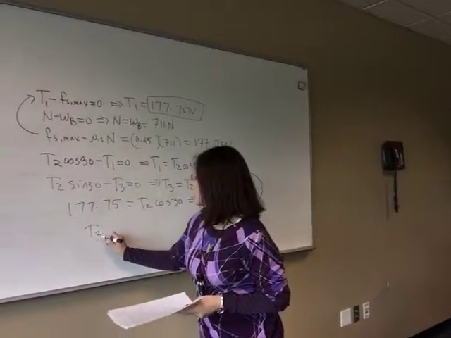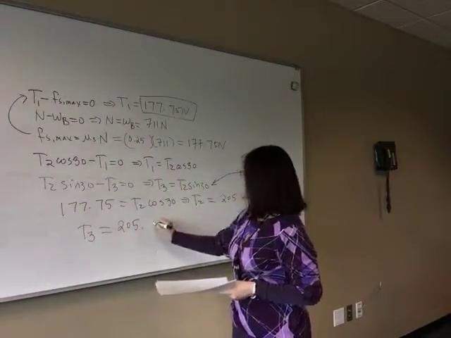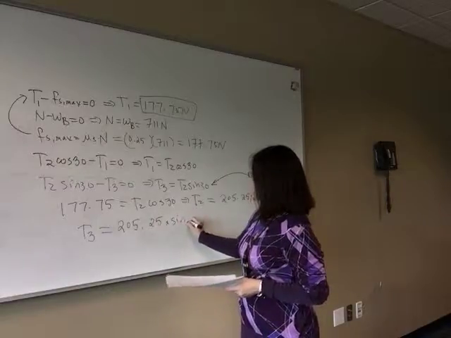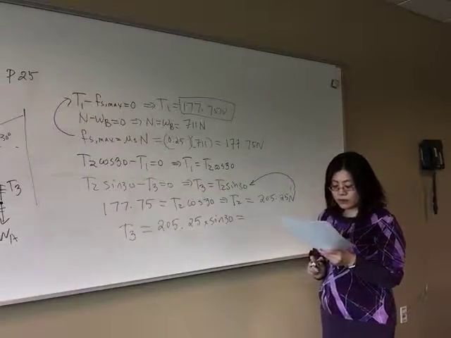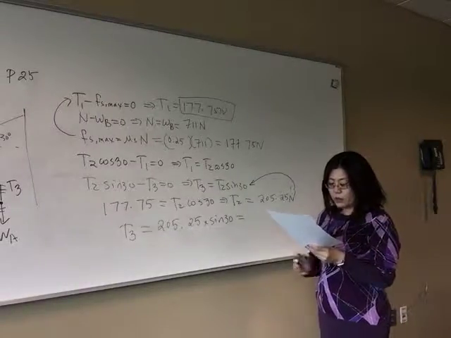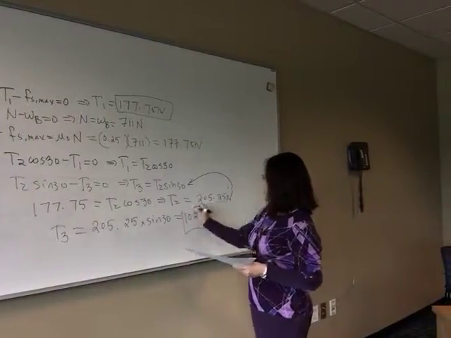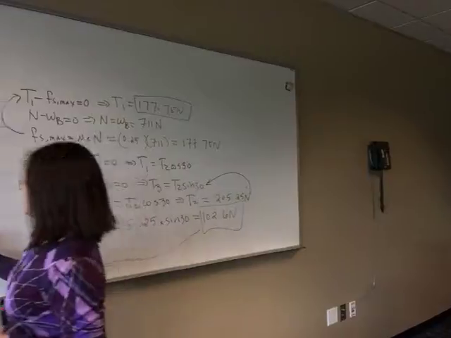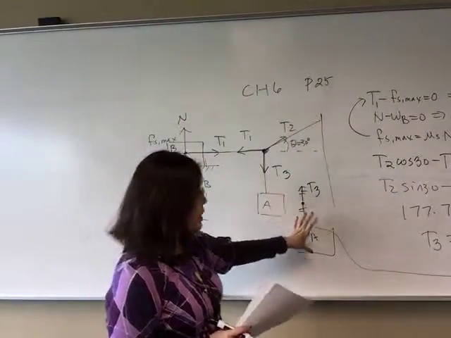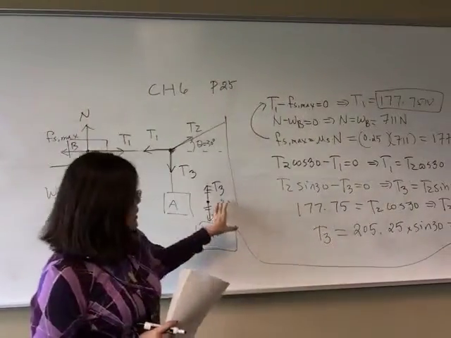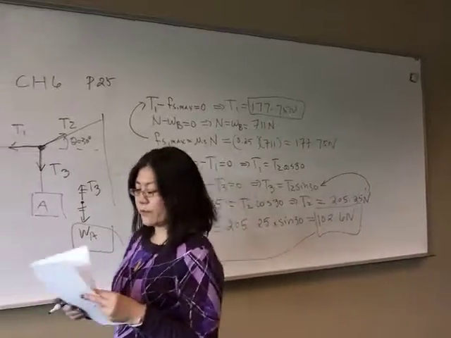Once you have your T2, then we can plug into this equation to calculate your T3. So your T3 is equal to T2, that's 205.25, times sine 30. So then you will have your T3 with a magnitude of 102.6 Newton. And that happens to be your WA, because these two have to balance each other. So your WA is equal to T3, and that's equal to 102.6 Newtons.